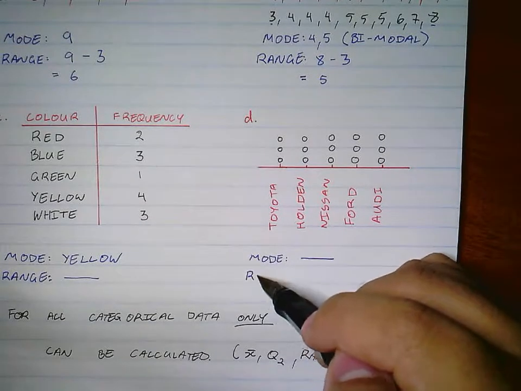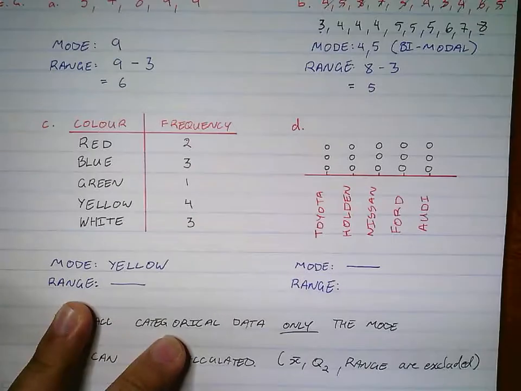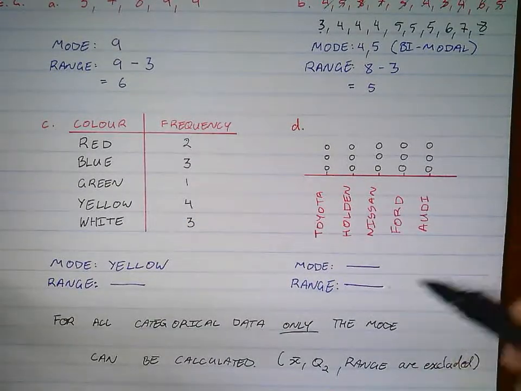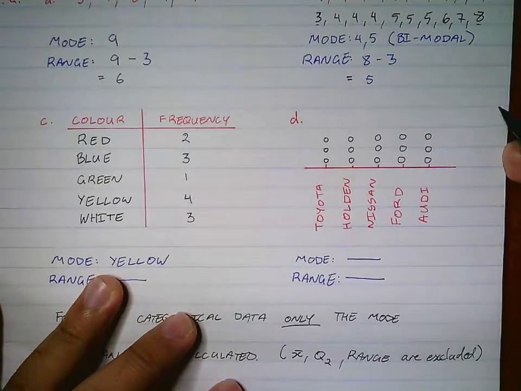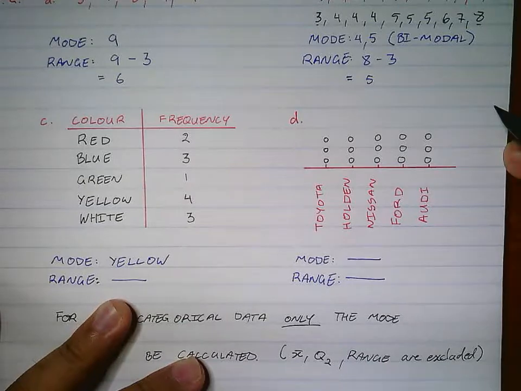And same with the range, as we just discussed in the previous example. This is categorical data. There is no range in categorical data. There's actually no mean, median, or range in categorical data.